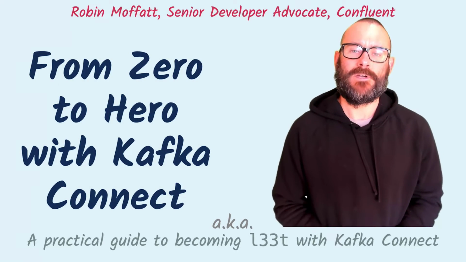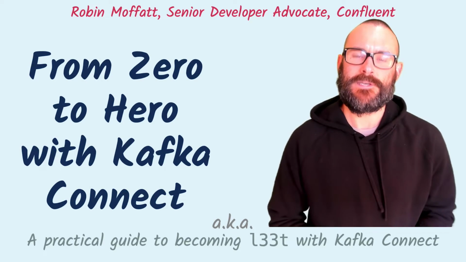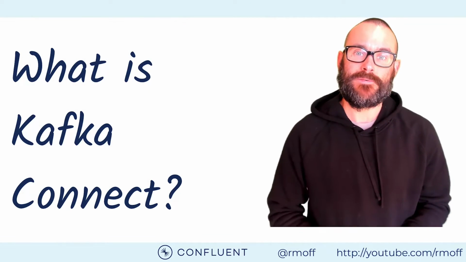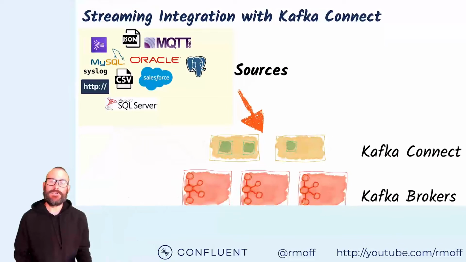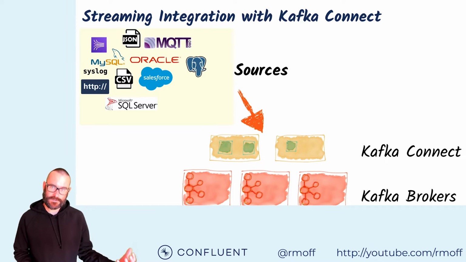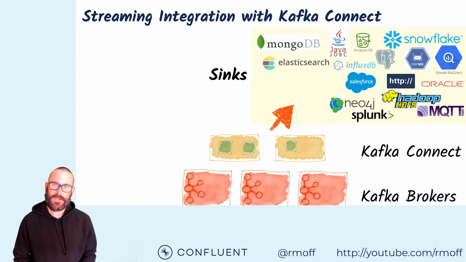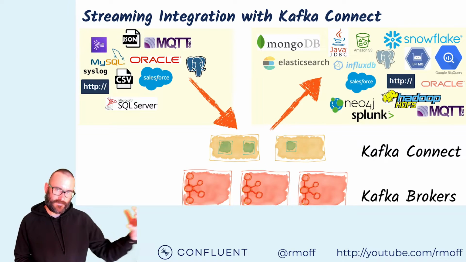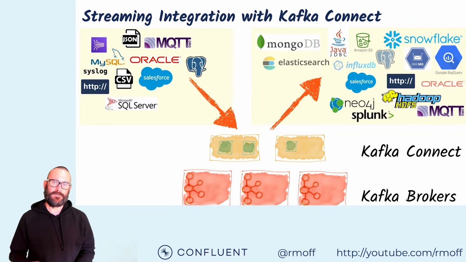I'm a developer advocate at Confluent, and this is From Zero to Hero with Kafka Connect. Kafka Connect itself is part of Apache Kafka. It's the integration API for Apache Kafka. And it lets you build streaming integrations from systems upstream into Kafka topics, and from Kafka topics to systems downstream. So it means you can integrate all of these systems with their data flowing into Kafka and out of Kafka.